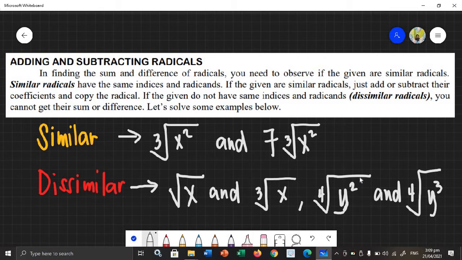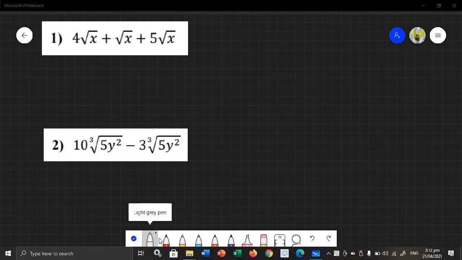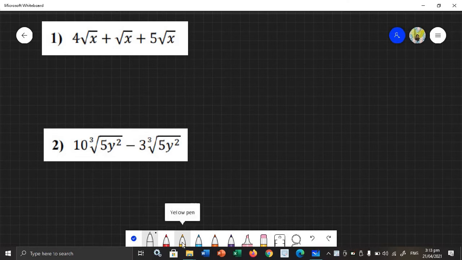So, let us solve some examples. So, let us add and subtract these first two examples. So, number 1, we will be finding the sum of 4 square root of x plus square root of x plus 5 square root of x. So, first step is to observe the radicals. So, tingnan natin kung they are similar radicals. The first given, ang radical niya is square root of x, as well as the second, and as well as the third one. Therefore, we can just add their numerical coefficients.